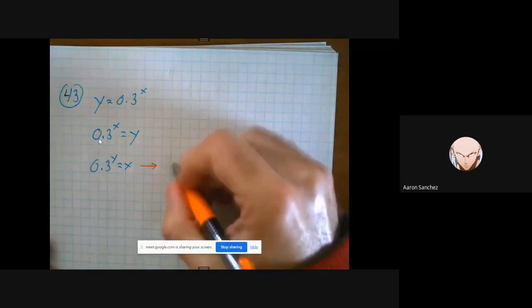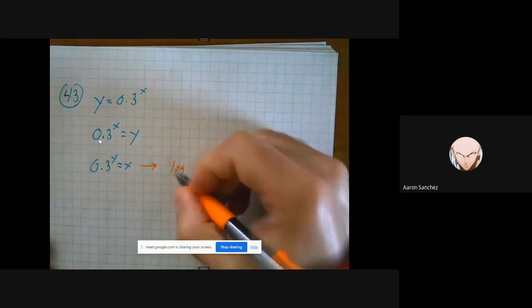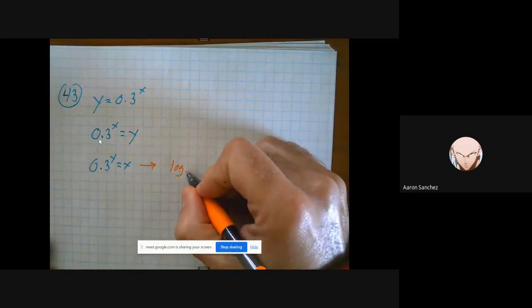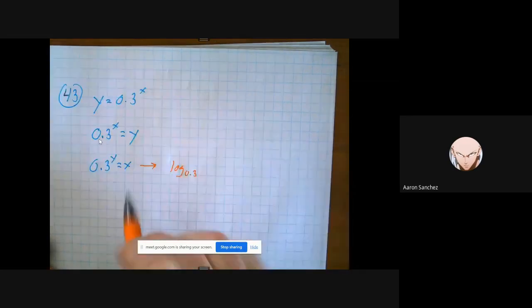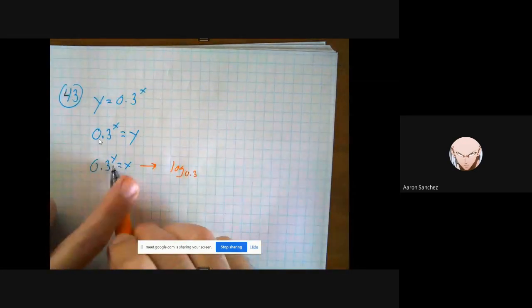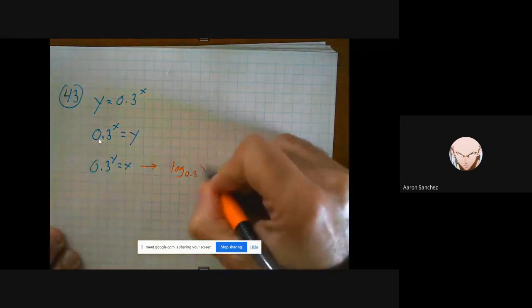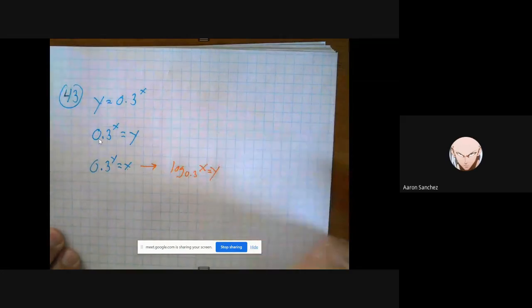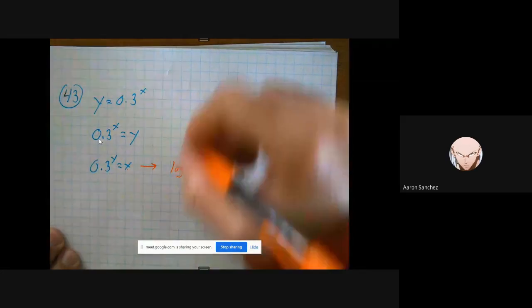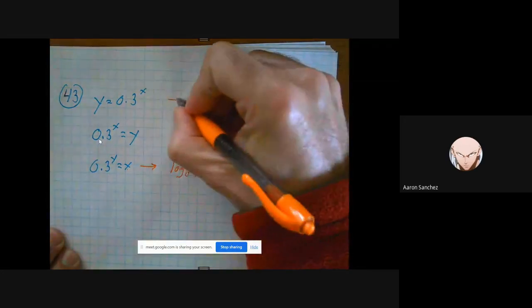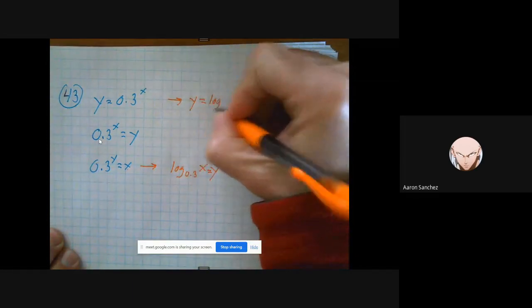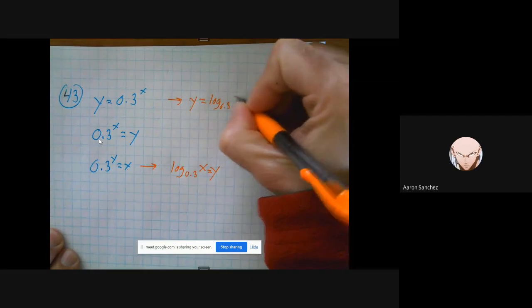So we go log. We know the base is 0.3. And then you switch the x and the y: x equals y. And so we can write the inverse of this as y equals log base 0.3 of x.